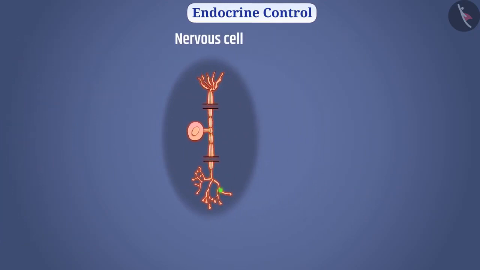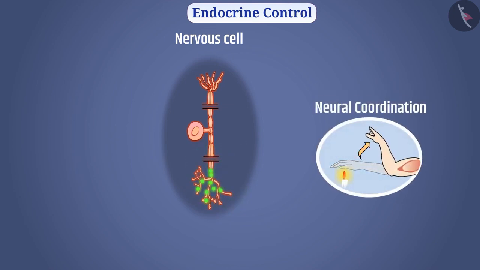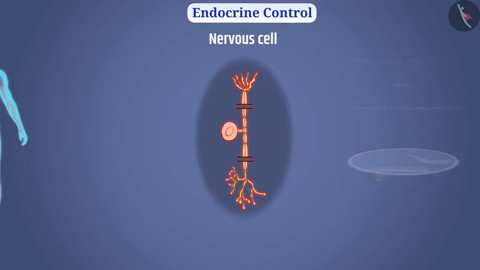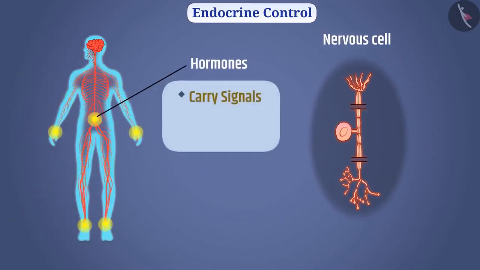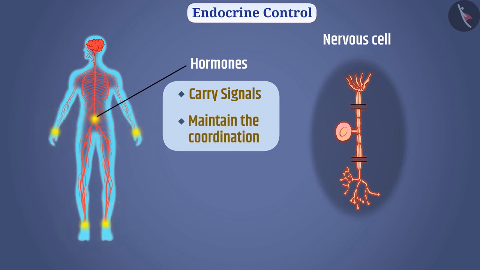Similarly, when electrical impulses are generated and circulated by a cell, it takes some time for it to resume its mechanism before producing and transmitting another impulse. That is, cells do not generate and communicate electrical impulses continuously. Similarly, neural coordination is fast but only for a short time. In our body, hormones are used to carry signals to all the cells of the body and to maintain the coordination in the body for a long time.